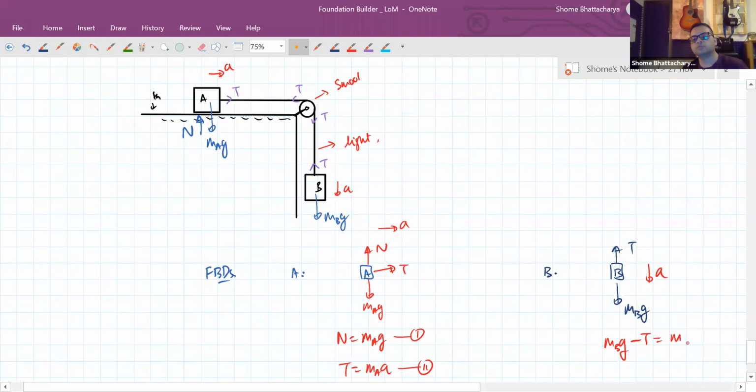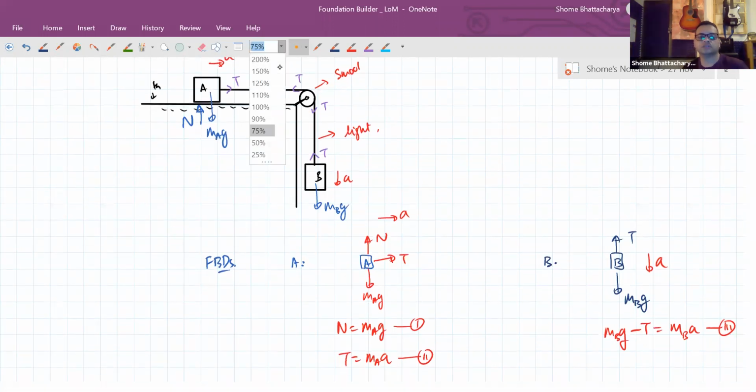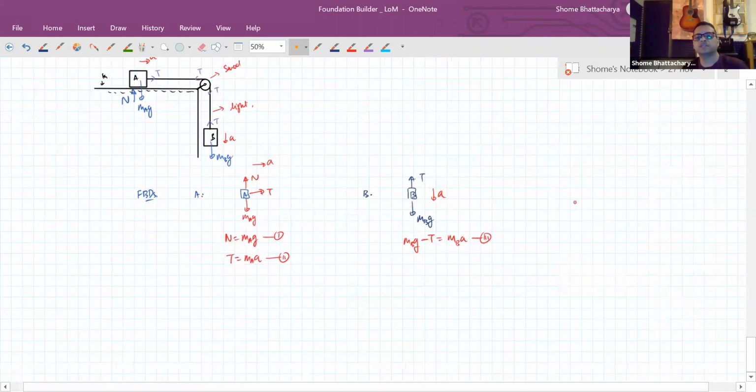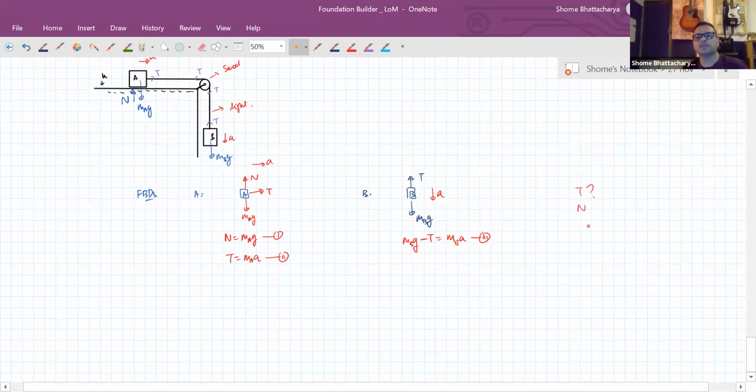So that should be equal to mass into acceleration. That is our third equation. So that's it. We have three unknown quantities and three equations. We have three unknowns: tension, normal reaction, and acceleration. And we have the three equations.